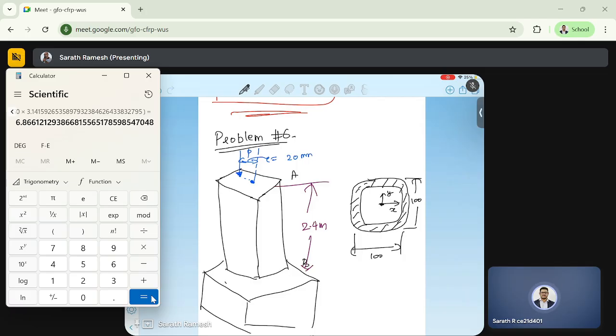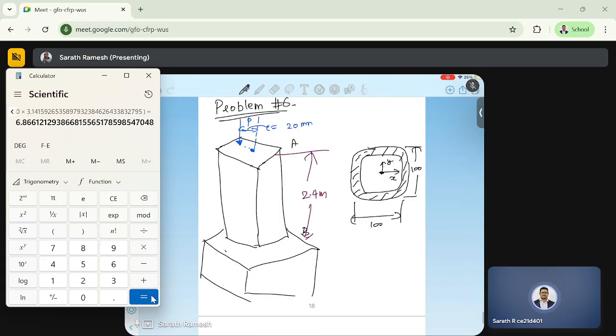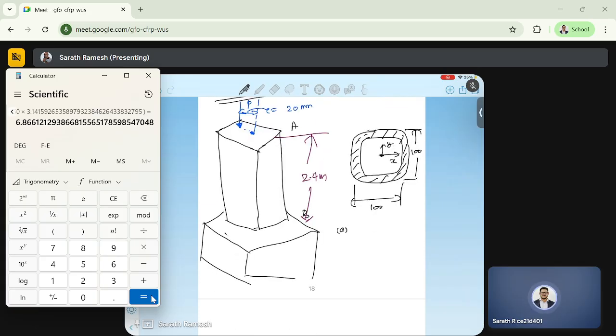And we need to find the allowable centric load, and the corresponding normal stress, as per Euler's formula. Okay, so this is straightforward. We can simply write.